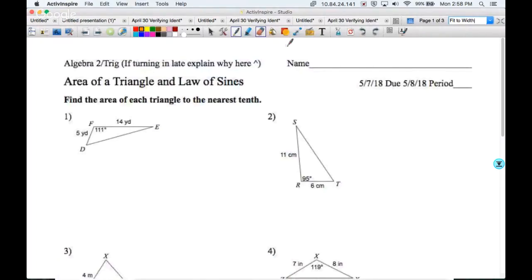And we're live. This is going to be our area of a triangle and law of sines homework help video. We'll go ahead and get started with problem number 1. Find the area of each triangle to the nearest tenth.